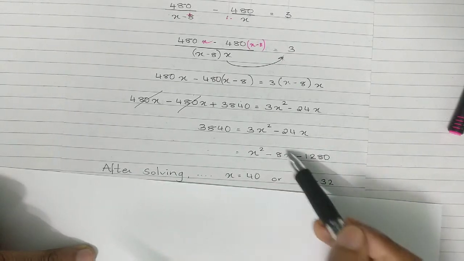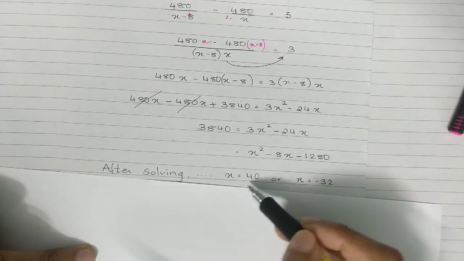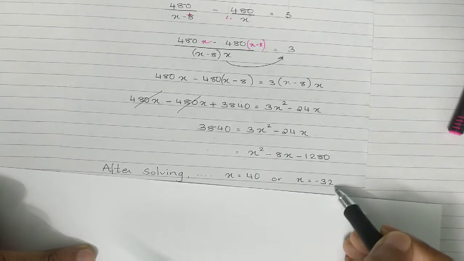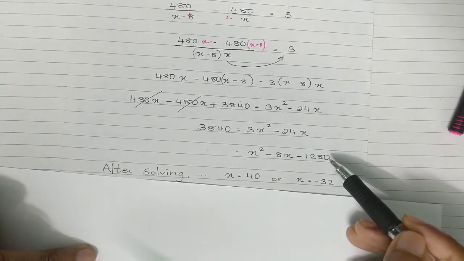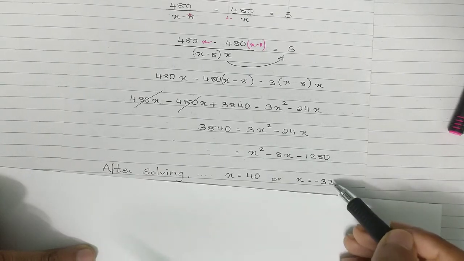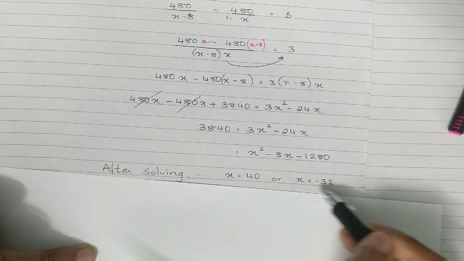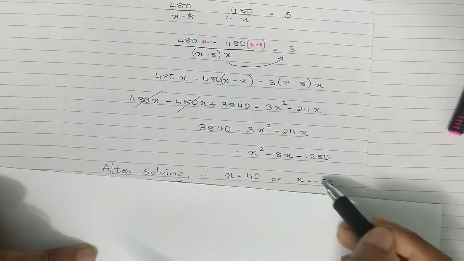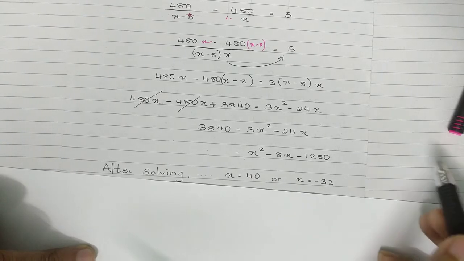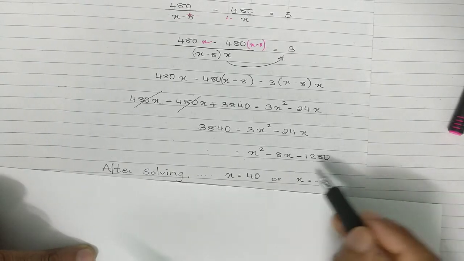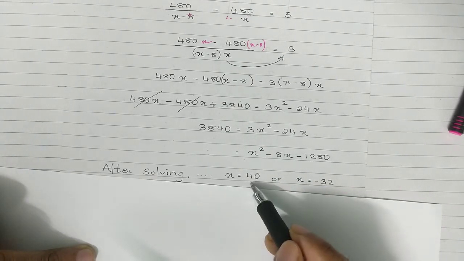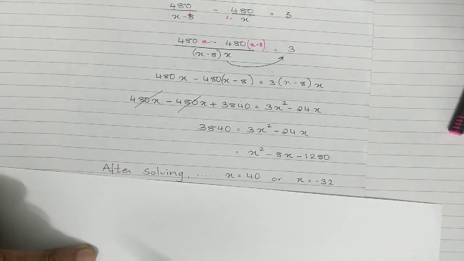So after solving this quadratic equation, you will get the values of x to be 40 or x to be minus 32. Now since we are dealing with speed, we cannot talk about negative speed, so this will not be considered. Okay, so you can say that since speed is always positive, minus 32 is neglected or not considered, and therefore the speed of the car is 40 km/h, and that's the end of the problem.